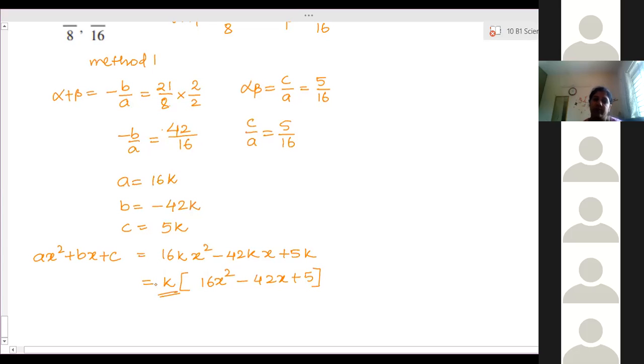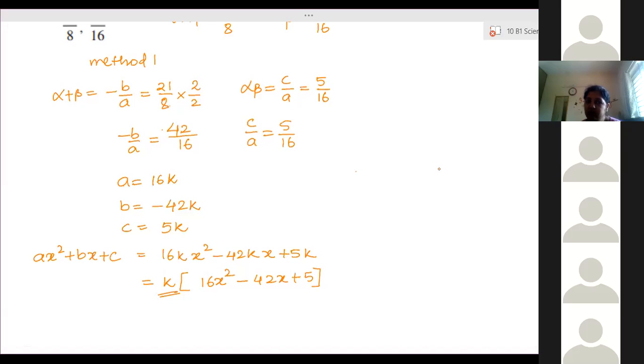Ma'am, but we don't get the final answer. This is the final answer. So we get it in the form of k only, because for any multiple of this polynomial, k can be any real number. You multiply this polynomial with any real number, then also you will get the values of alpha, beta as given. They all have the same values of zeros. Take any polynomial, multiply with any number, you will get the same zeros. Values won't change.